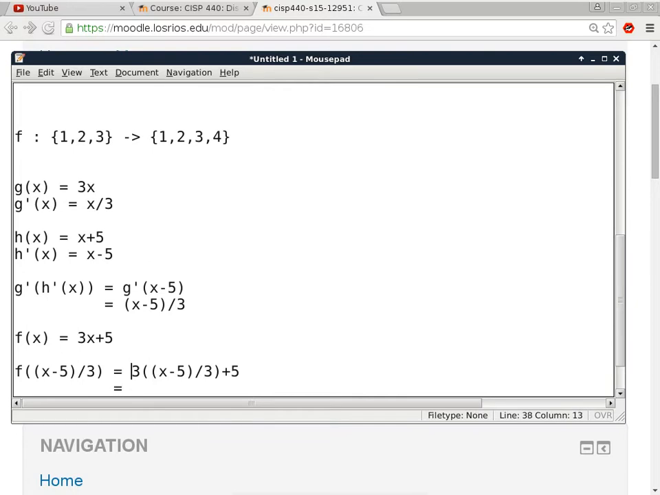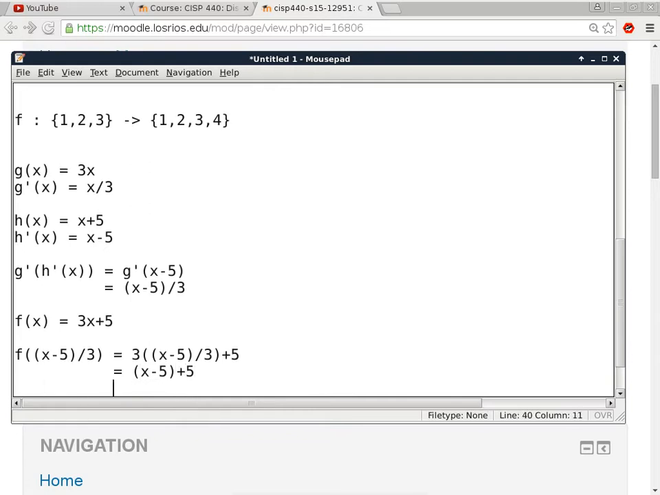Then you can see that we have a 3 times on the outside and a divide by 3 on the inside. They cancel out. So now we end up with x minus 5, plus 5. Since we have the associative rule of addition, we can regroup the minus 5 and the plus 5. They cancel out each other, and now we have just x left. So in fact, we can come up with the inverse function of a composite function by combining the inverses of the component functions in a reverse way.